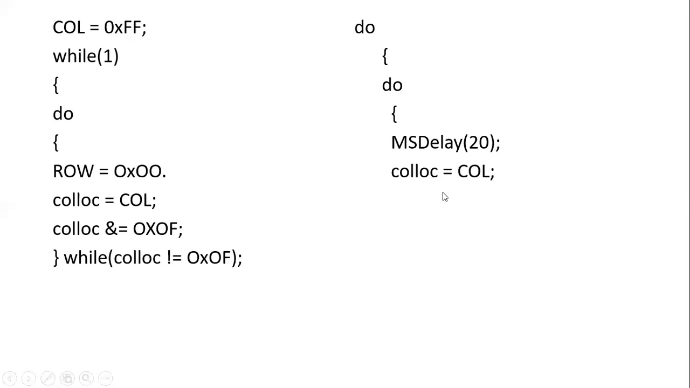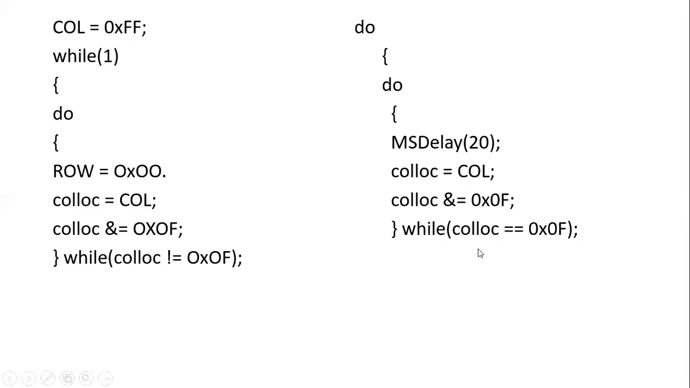Okay. Then again we read the column. Again we read the column using COL, that is the port P2. So using the define, we are reading the column, and this column read value will be loaded into this local variable, that is column location, isn't it? So why do we do this? Since we have detected the key press, isn't it? So again, we mask the upper bits of the column, and we proceed further to get only the four bits, the lower four bits.